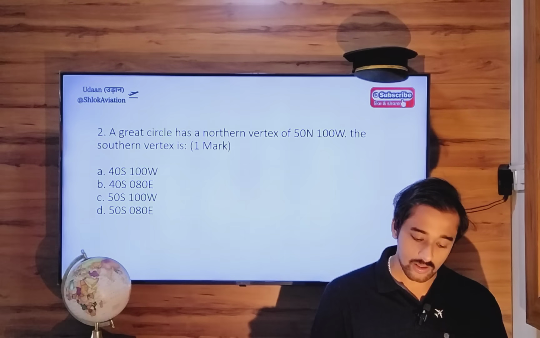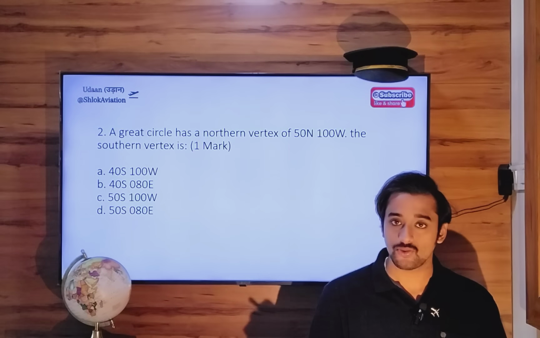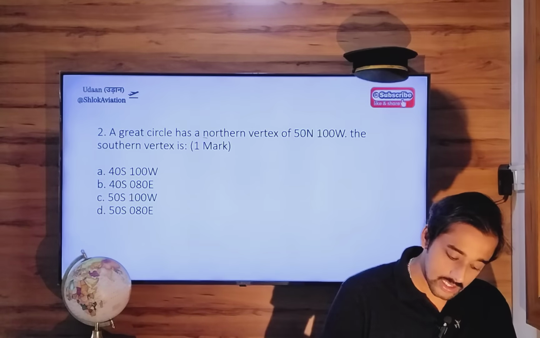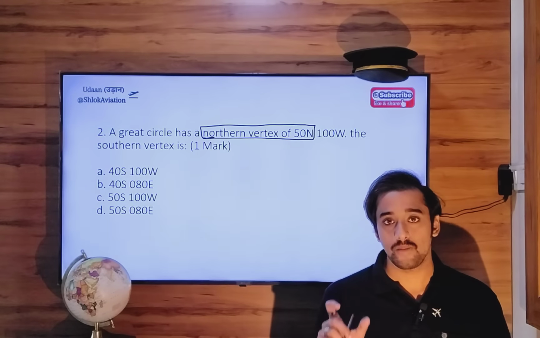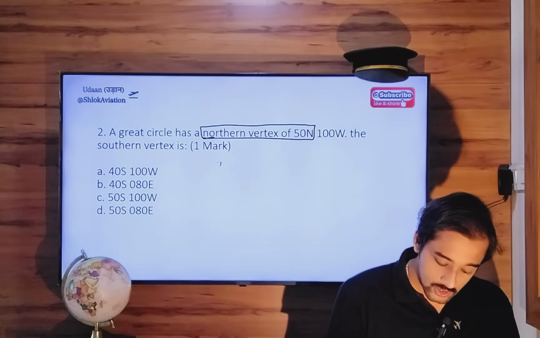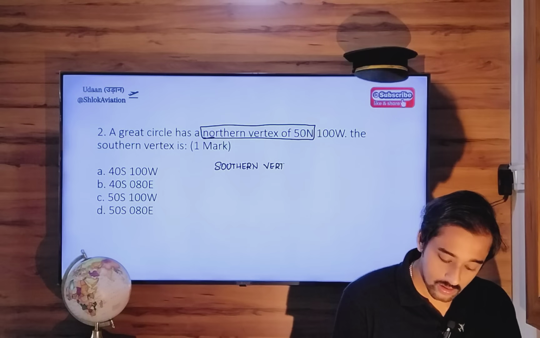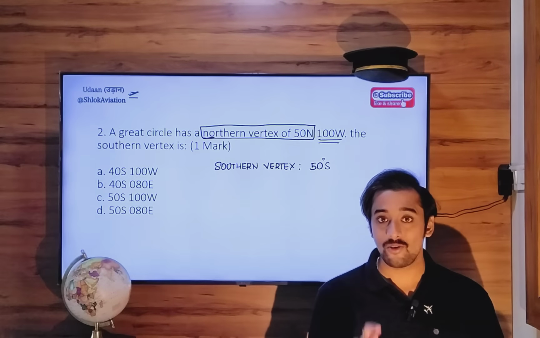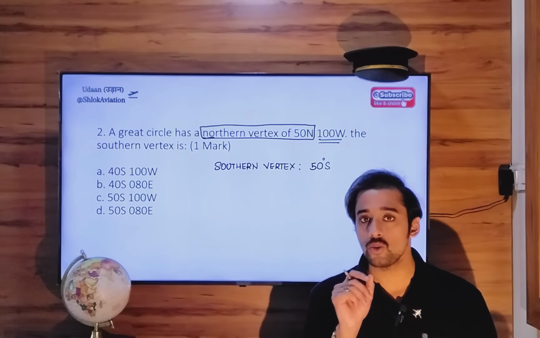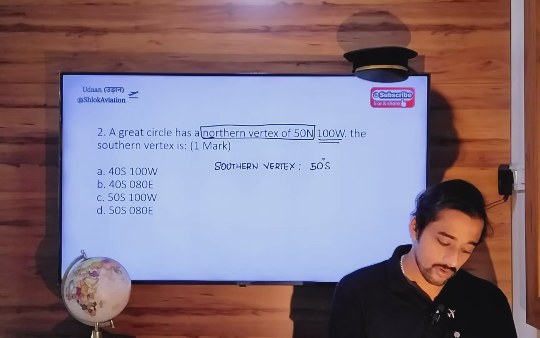Number two now. A great circle has a northern vertex of 50 degrees north, 100 degrees west. What will the southern vertex be? Simple question. If the northern vertex is 50 degrees north, the southern vertex will also be 50 degrees, but the latitude will be south. So the southern vertex will be 50 degrees south. Same value but the hemisphere changes, and the sum of the longitudes should be equal to 180. Now we have one longitude, which is 100 degrees west, and the sum should be 180.